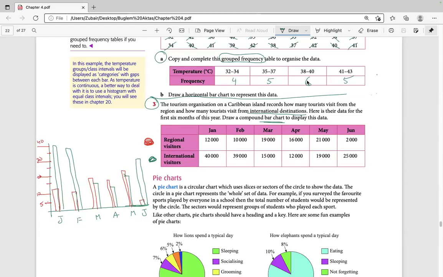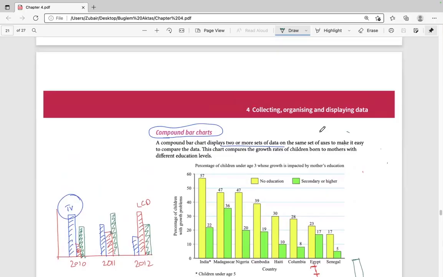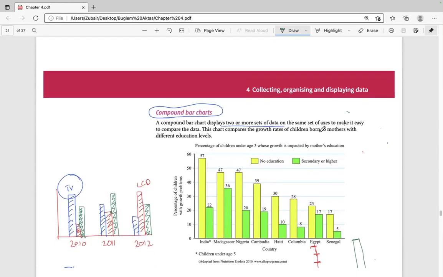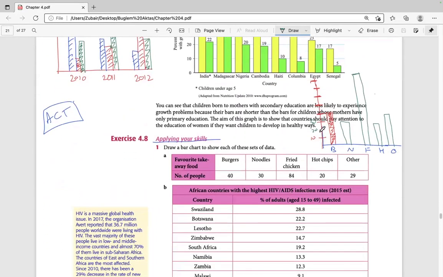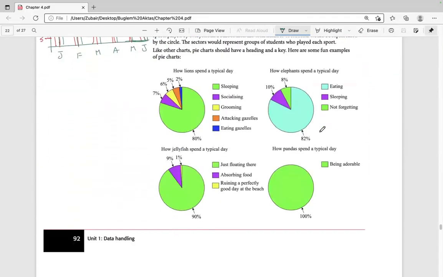Any confusion? No. Okay. So we discussed two-way graphs. We discussed two-way tables. We discussed compound bar charts. And now we are going to discuss pie charts.